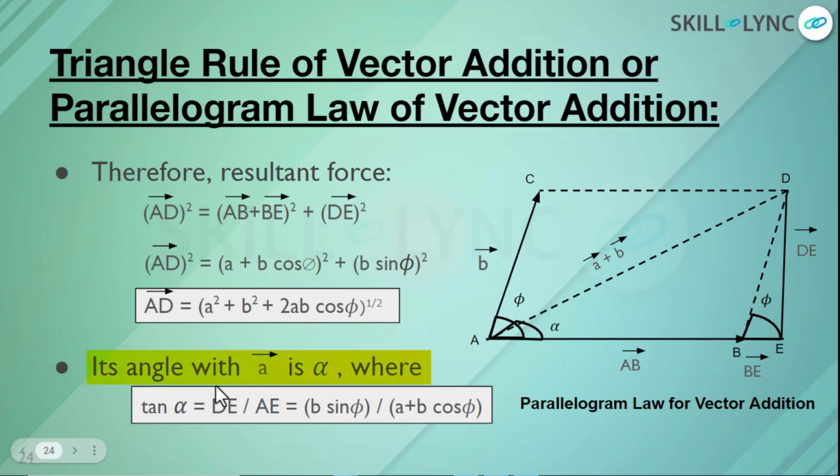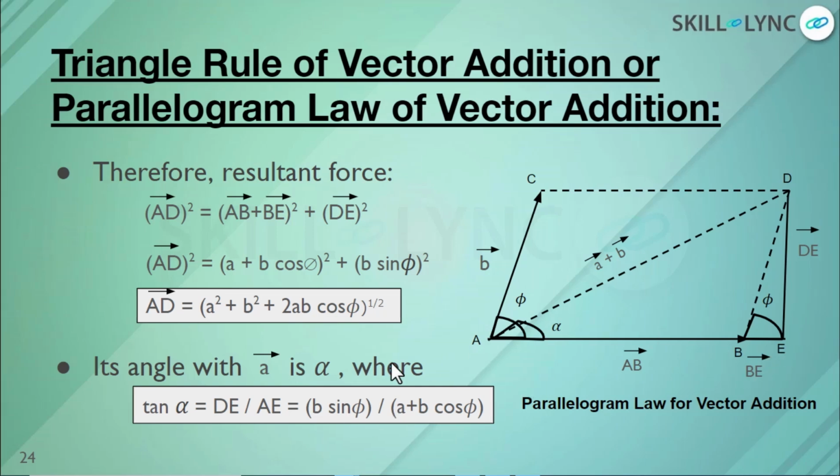Getting ahead, the angle of vector A is alpha, and to find the angle of the resultant force, we need to find tan of alpha. That would be DE upon AE. Let's see this in the figure. The angle of the resultant force can be represented by vector DE upon vector AE. Using trigonometry laws, we can say that DE is B sin phi. AE is the sum of AB plus BE, that is vector A plus B cos phi. That is what has been written here. So, tan alpha would be B sin phi upon A plus B cos phi.